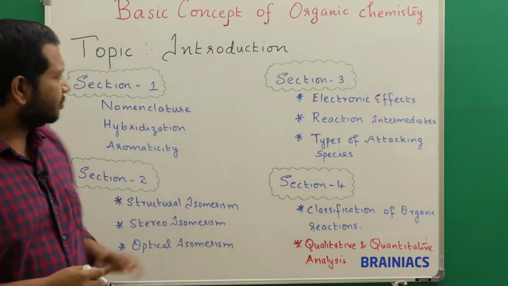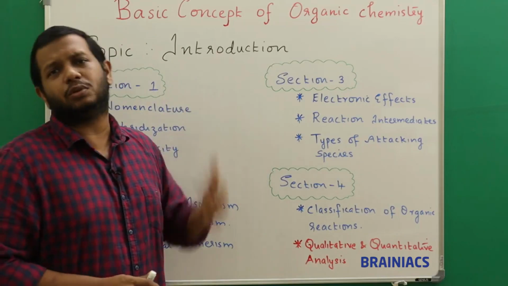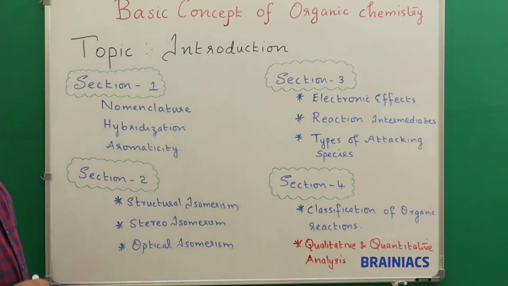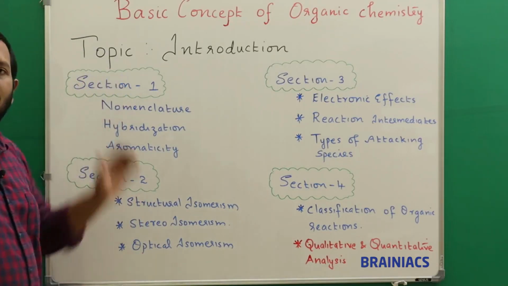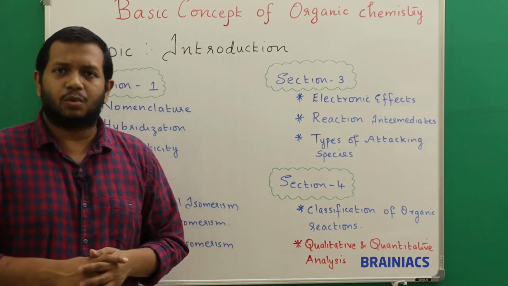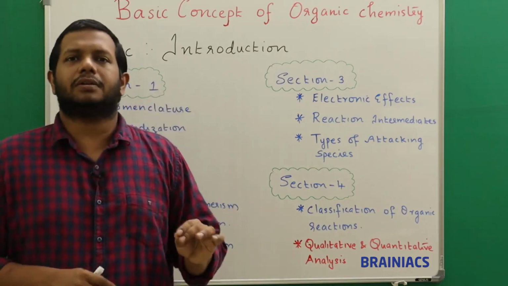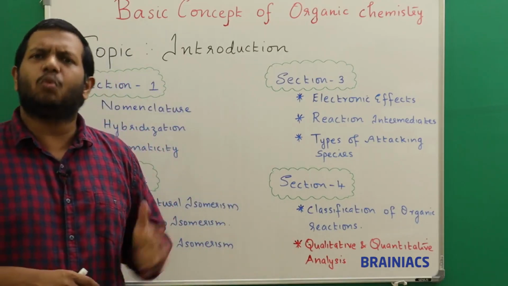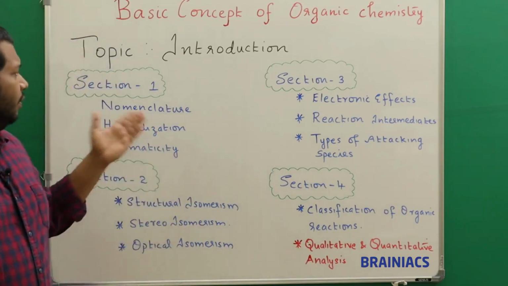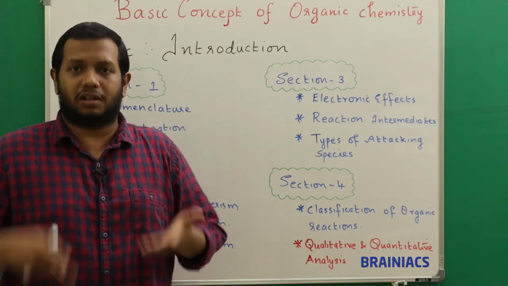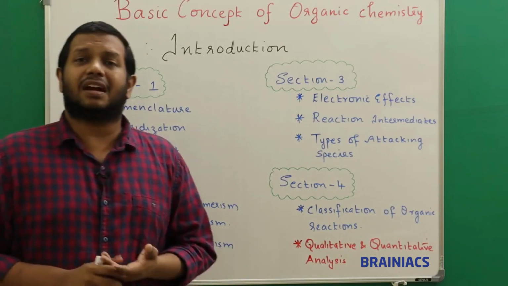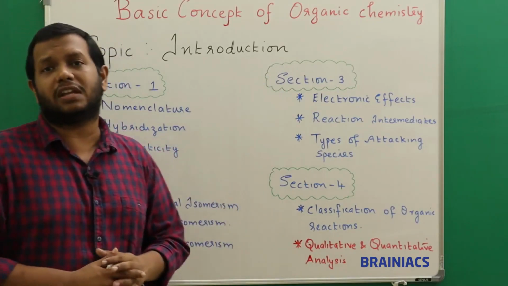Now, before we go in depth into this chapter, I have divided it into 4 sections. Section 1 is where we learn what the branch organic chemistry is, which is the basic element that forms the backbone of organic chemistry, why it forms like that, and why it can't be other elements. These reasons we will look into. We will look into how to name an organic compound and what the different types of naming available are. Then we try to understand the concept of hybridization with respect to organic chemistry.